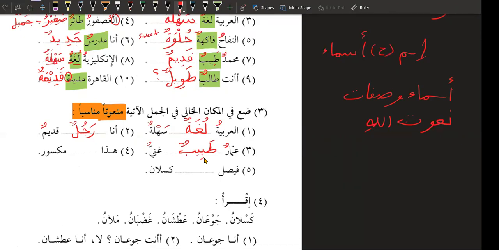Hadha qalam maksur. It's one of two. Students always say qalam or kursi. This is a broken pen. We wouldn't say this pen is broken, it would be hadha al-qalam maksur. So this is a broken pen.